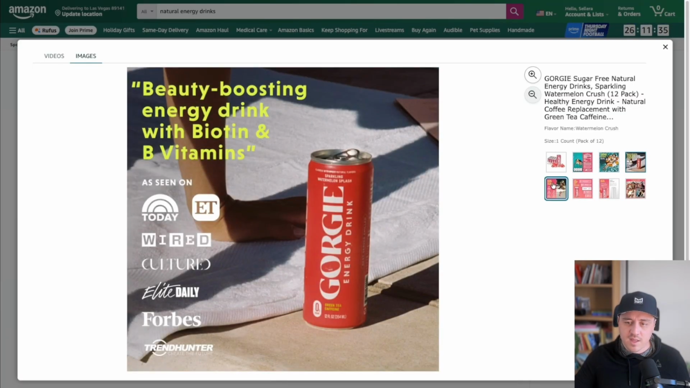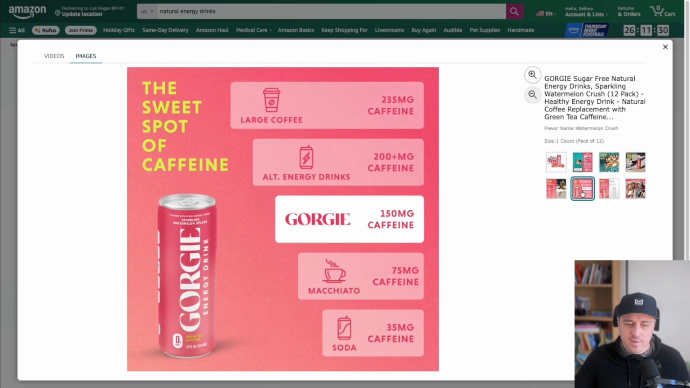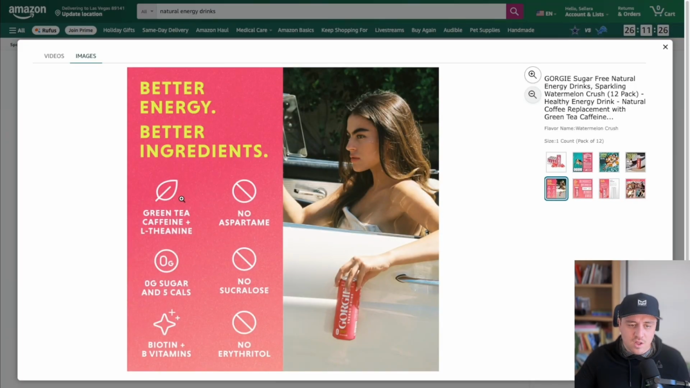But I would even go as far as, the criticism of this is they just continue to repeat features as opposed to benefits. There's nothing about focus. There's not a lot about sustained energy. It's all about just what's in it.